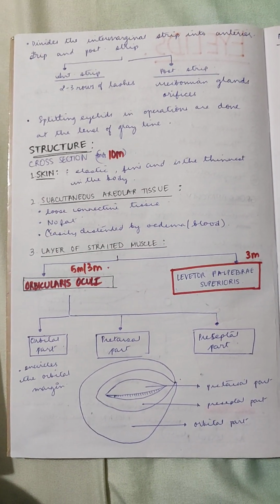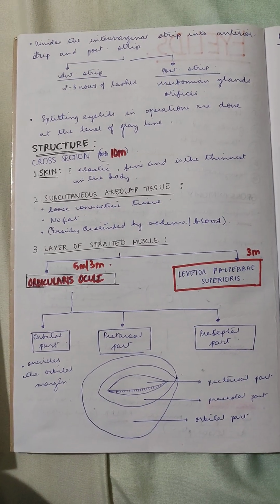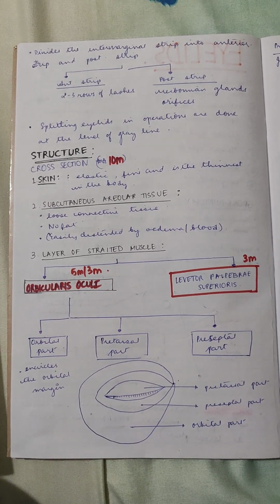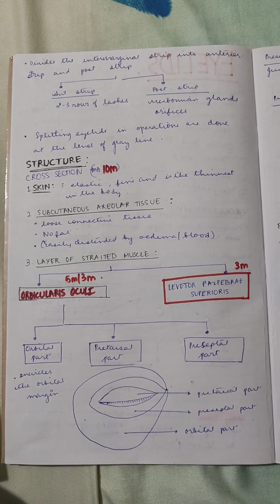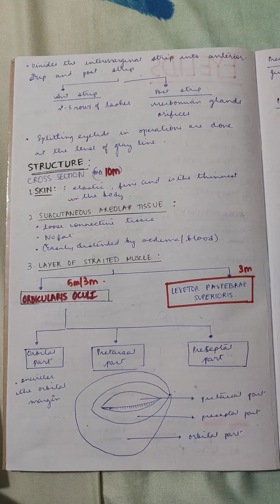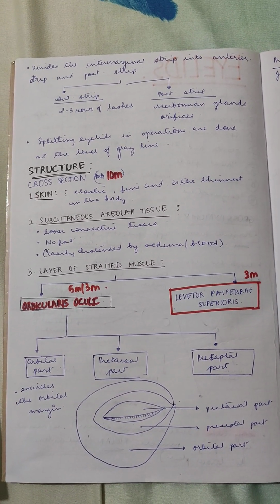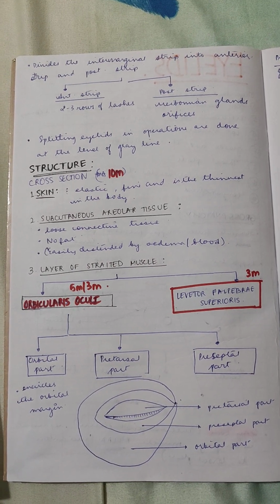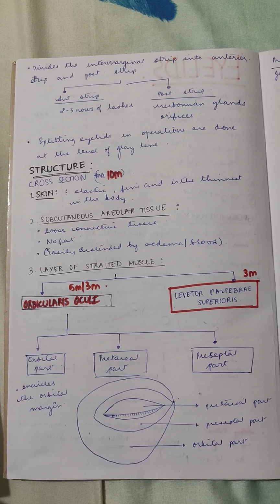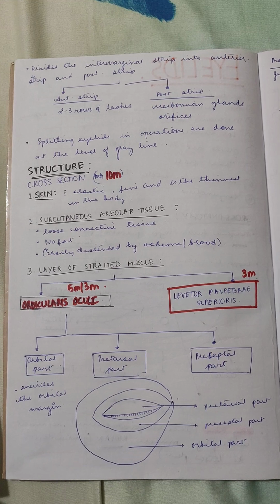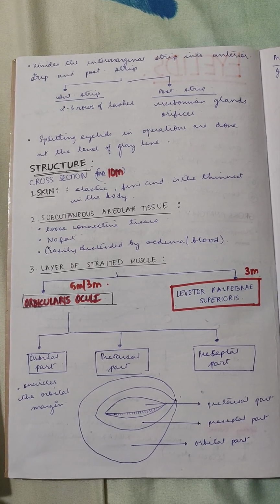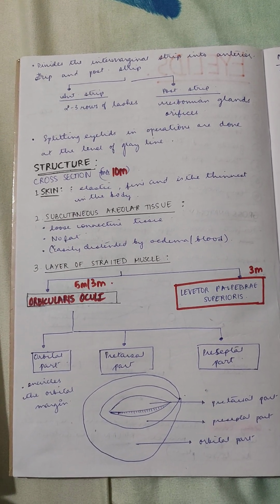Beginning with skin, the skin is going to be elastic and it is fine and it's the thinnest in the entire body. Subcutaneous areolar tissue is nothing but the loose connective tissue which does not have fat, and it is the part which gets easily distended when there is edema or when there is any kind of blood getting collected there. Layer of stratified muscle has two muscles, that is orbicularis oculi, levator palpebrae superioris.